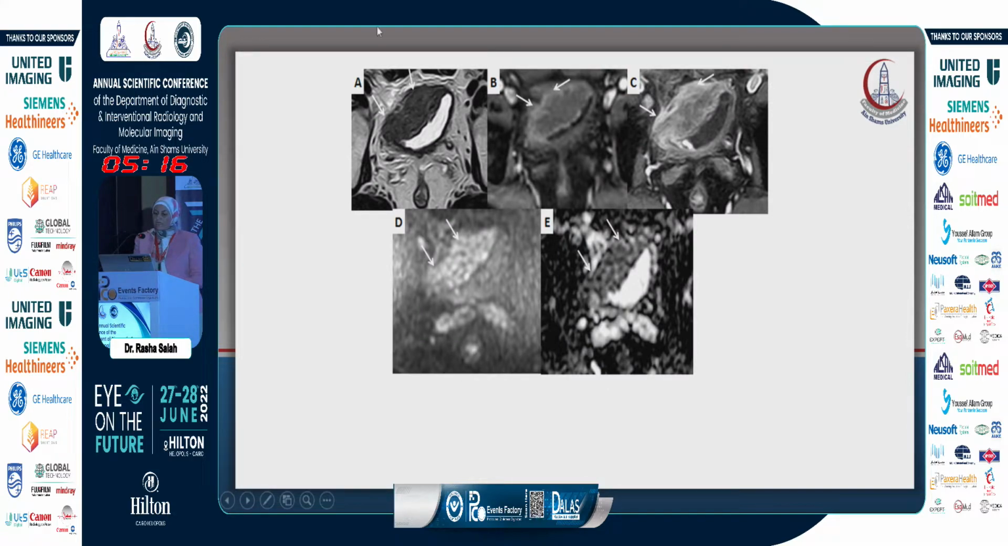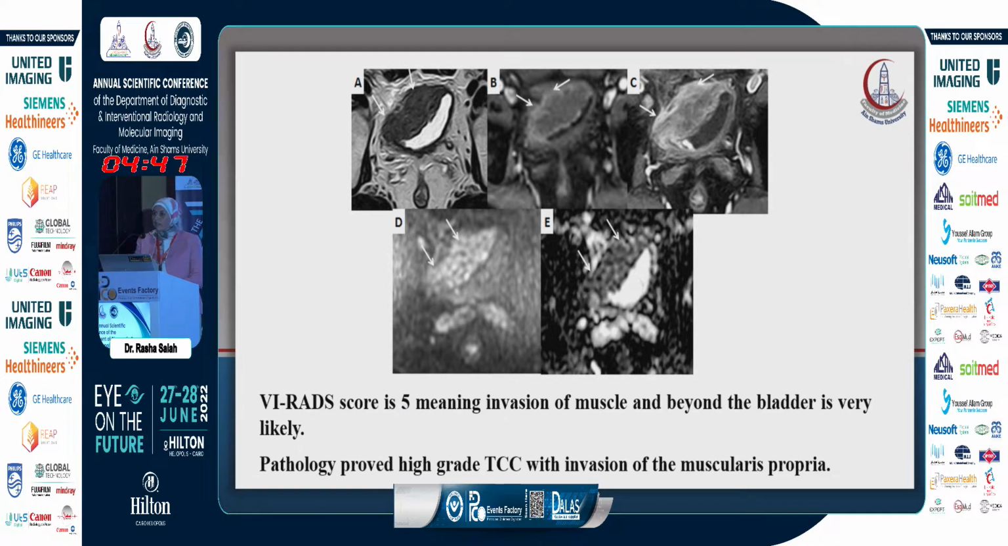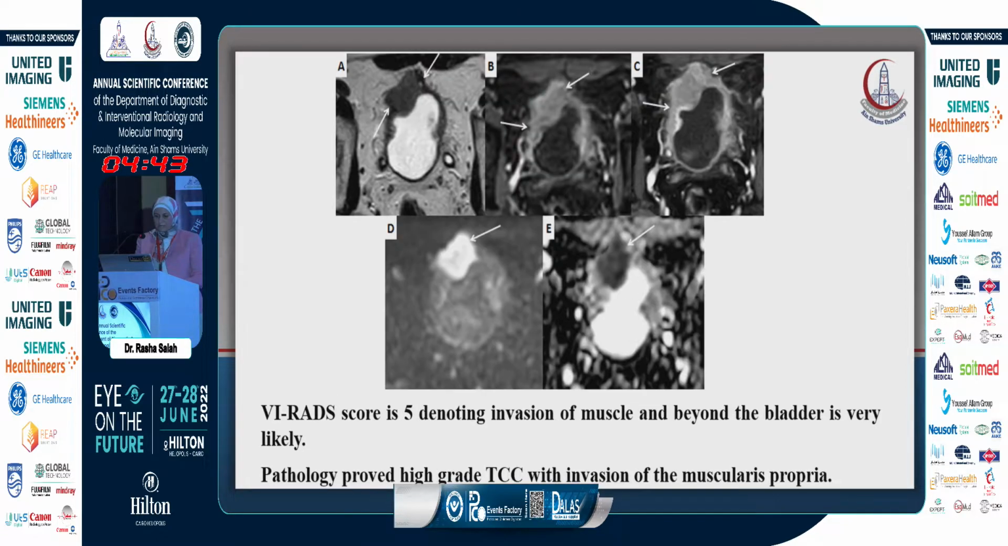Another example for this patient with this huge bladder mass, and there is disruption of the low signal intensity of the muscle layer on the T2 weighted image, and we can see that there is disruption of the normal mucosal enhancement on the early dynamic study with extravesical enhancement noted, and this is the delayed image showing heterogeneous enhancement of the mass. And this was confirmed on the diffusion and corresponding ADC, and the final score is VIRADS 5, and it was pathologically proven to be a muscle invasive disease.